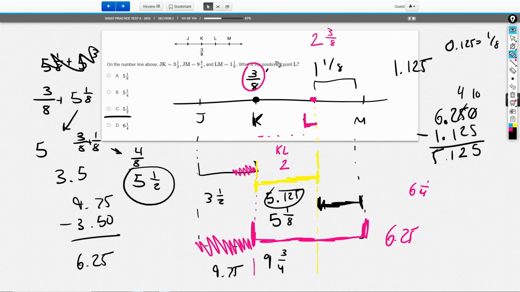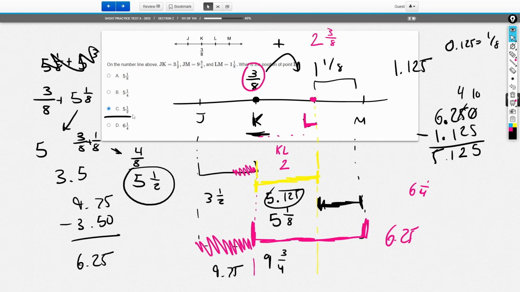So all we did here was we added the distance to get to the next point. If the distance between K and L is 5.125, then L is just 5.125 plus the already known position of K. So that's all I did here. Now, did I do it in the most neat way on the screen? No, I'm sorry, guys. But literally all I did here was I added decimals and then remembered what decimal was equal to what fraction. That's all.